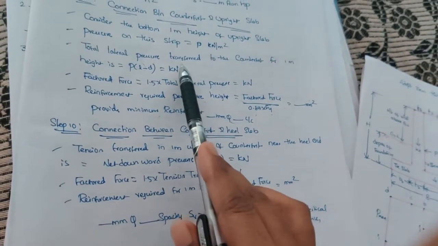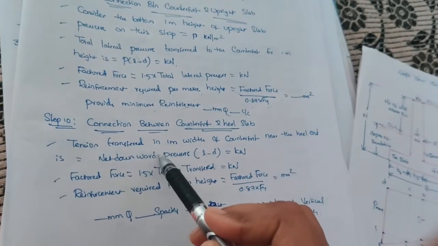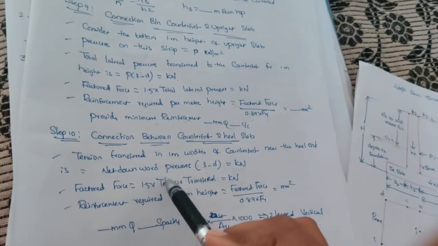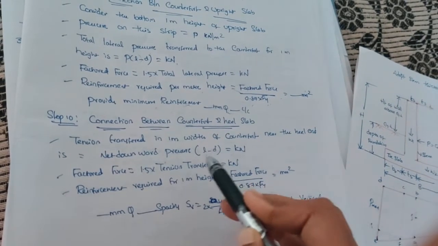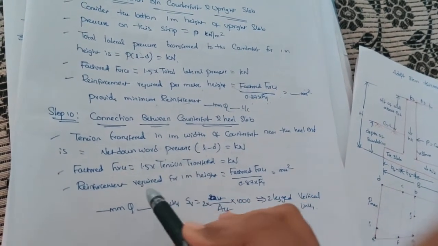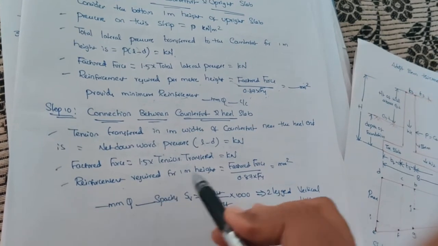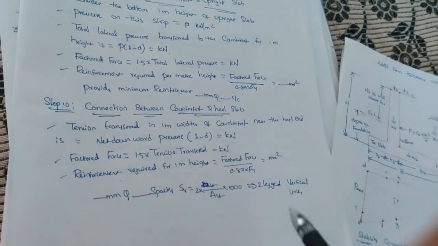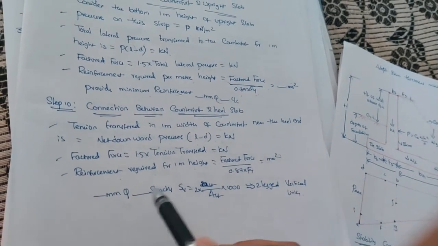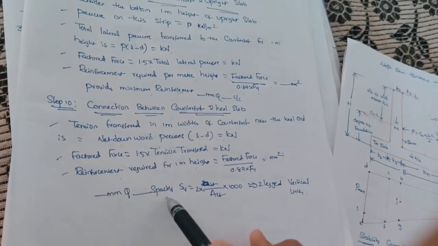Here you are completely considering the pressure intensity, but here you will consider the net downward pressure only, into L minus T. In the same way, you will find the factored force, 1.5 into the total tension transferred. So the reinforcement required for 1 meter height is equal to factored force by 0.87 FY. After finding the area of reinforcement, you will provide the minimum diameter and spacing.